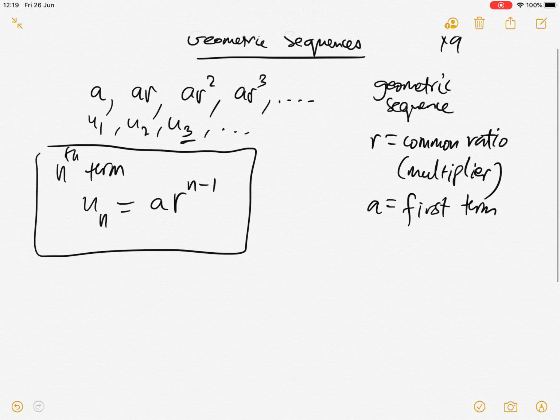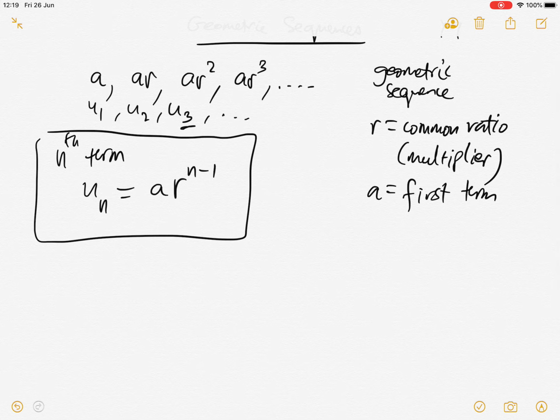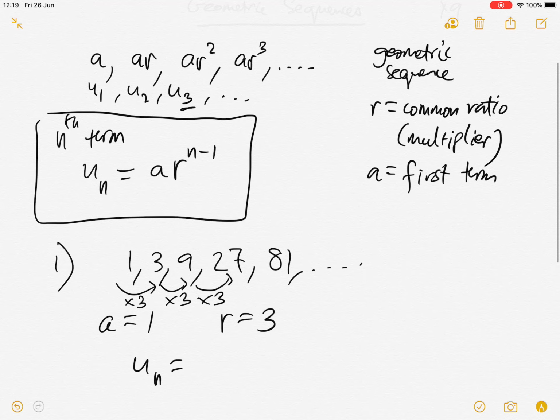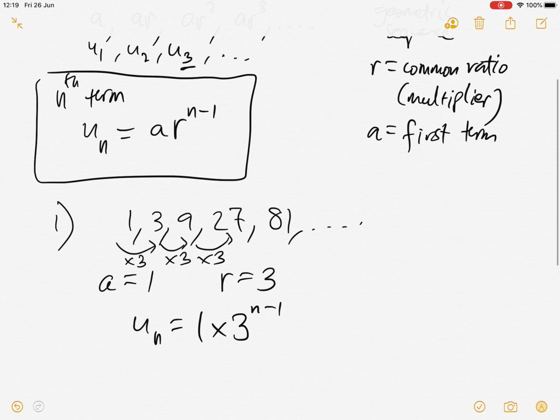So let's just see one or two examples. So first of all, consider the sequence 1, 3, 9, 27, 81. So here, a is the first term, that's 1, and r is the thing we're multiplying by each time, which is 3. So un is a, that's 1, times r, 3, to the n minus 1. Then obviously multiplying by 1 doesn't make a difference, so this is just 3 to the n minus 1.